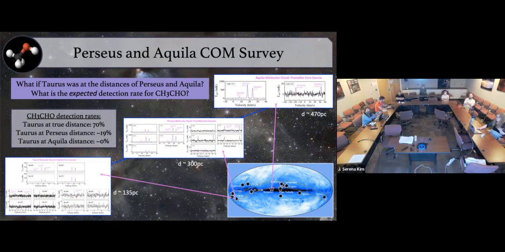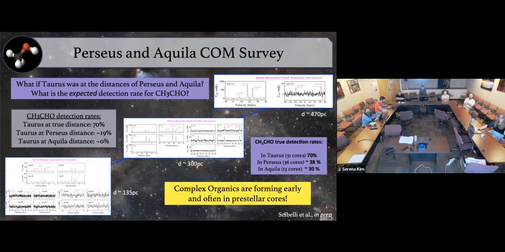So actually, given their distances, I would say that it's still very prevalent in these distant clouds, these complex organics. The fact that we're detecting them at 30%, even in the samples that we have so far. So all of this to say, complex organics are forming early and often, also in different clouds. And so I'm still working on getting exact abundances out for these, but stay tuned for more on this survey.